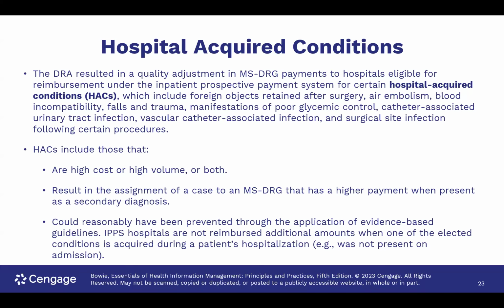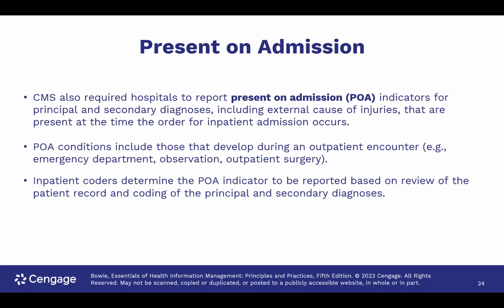Hospital acquired conditions include those that are high cost, high volume, or both, and they result in the assignment of a case to an MSDRG that's a higher payment when present as a secondary diagnosis. The big question is, could it have reasonably been prevented through the application of evidence-based guidelines? And again, we have our old friend present on admission.